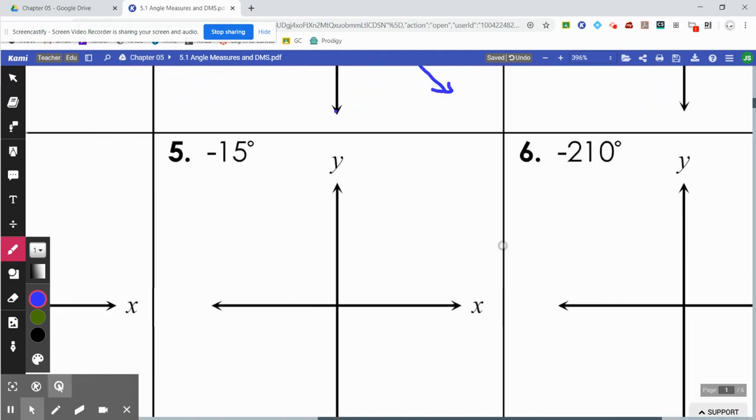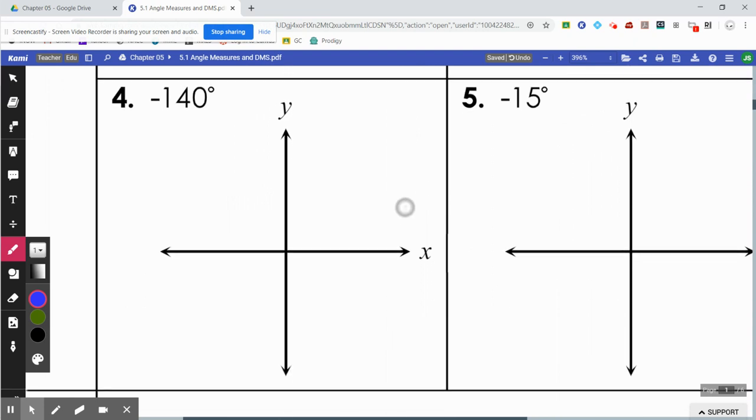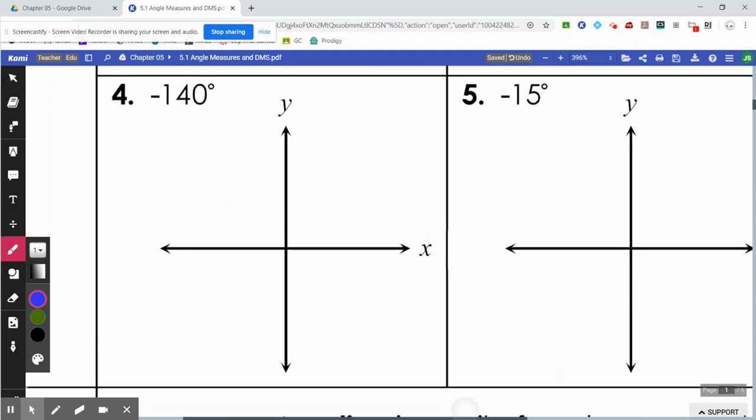Okay, the next one says negative 140 degrees. So we're going in the negative direction. Again, we always start with the positive x-axis. This would be 90 degrees. If we went to here, this is 180. So we're going to rotate 40 degrees short of 180, so about right there. So negative, that would be 90, and then 50 more would be negative 140.